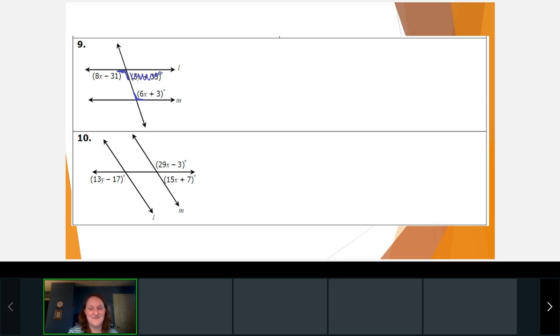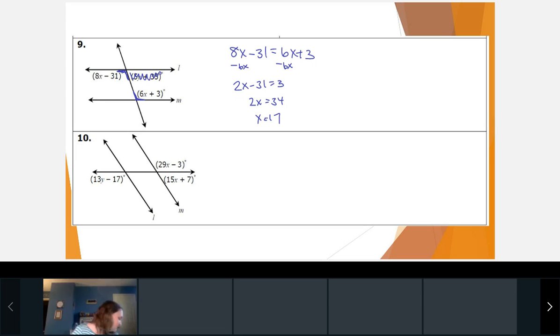Yeah, you're right. Everyone writing equal in the chat, you're right. These are alternate interior angles. Alternate interior angles are congruent when the lines are parallel. So we're going to start first by saying 8x minus 31 equals 6x plus 3. And we're going to solve for x. I'm going to subtract 6x from both sides. 2x minus 31 equals 3. Add 31 to both sides. Divide by 2. Was it 17? Yes. Now I know x equals 17.